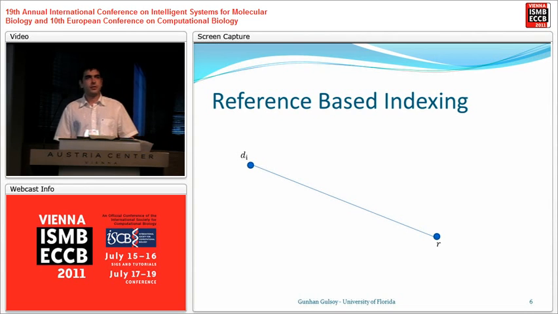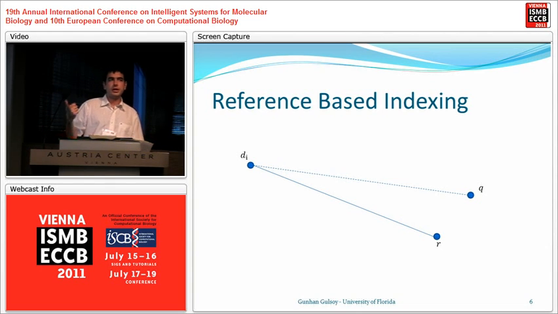To first explain how reference-based indexing works, I want to use a simpler example, which is not networks but points in two-dimensional space. So here we have DI, which is a point in our two-dimensional space, and we also have a reference point, and we know everything about these two points, the distance between them and everything. Also, in this context, let the distance between two points be the similarity between them. So when we are given a query, we want to know the distance between the query point and the database point.